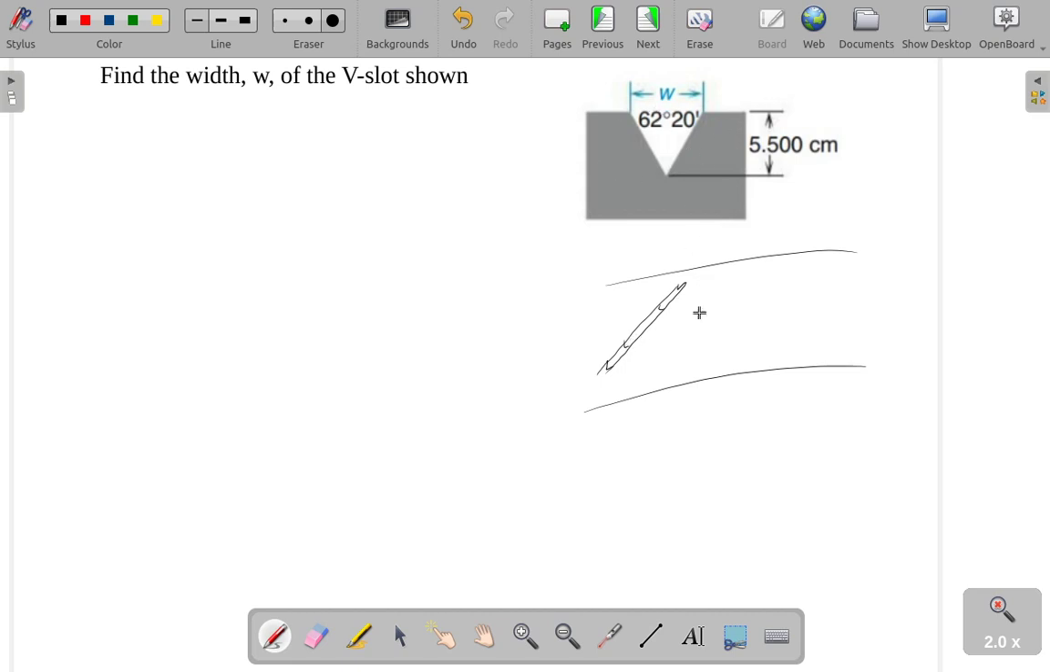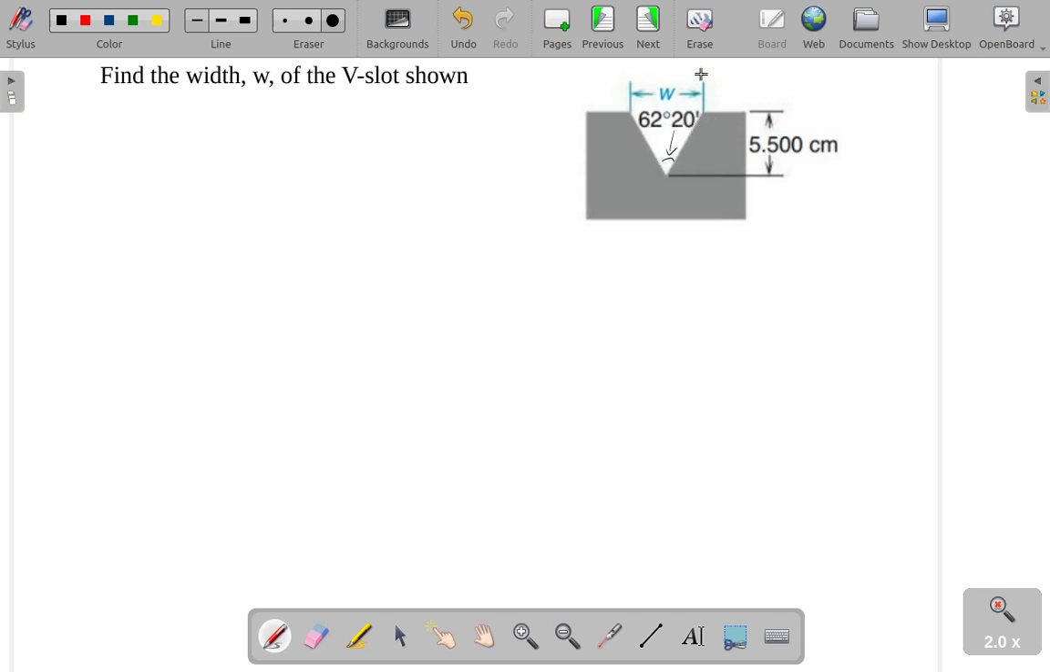That's kind of what I see when I look at this. And so that's how I think this should be interpreted. If we want this particular slot to have a depth of 5.500 centimeters, and we know from the manufacturer that this is 62 degrees and 20 minutes, the angle, this angle right here, is 62 degrees and 20 minutes.